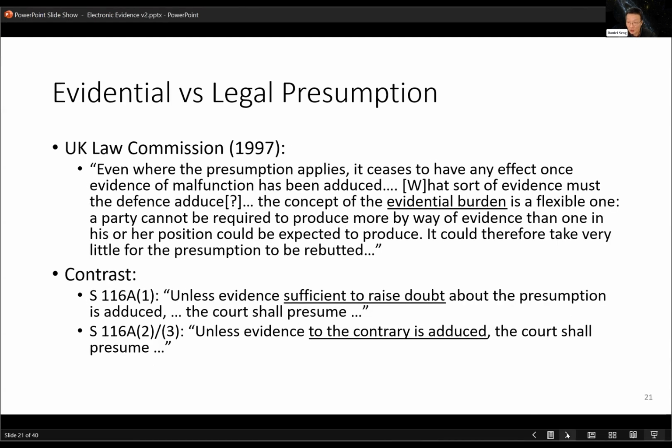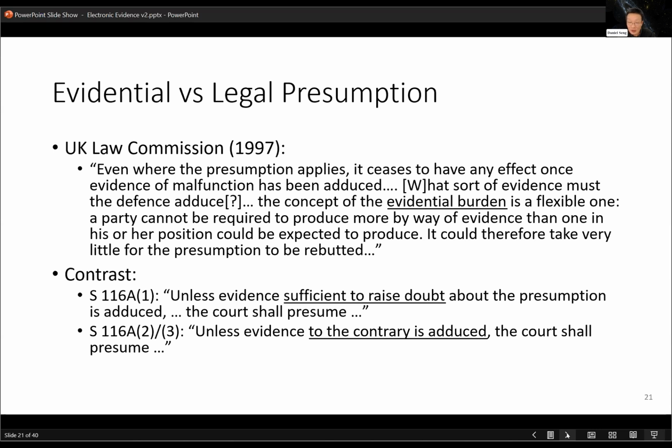The phraseology "sufficient to raise doubt" is to be contrasted with the phraseology in section 116A(2) and (3) that states, "unless evidence to the contrary is adduced." Which brings me back to the point that Stephen and I made in our chapter in the book, that the presumption we talked about is at best an evidential presumption. In other words, it connotes the concept of an evidential burden, in which a party cannot be required to produce more by way of evidence than one in his or her position could be expected to produce.